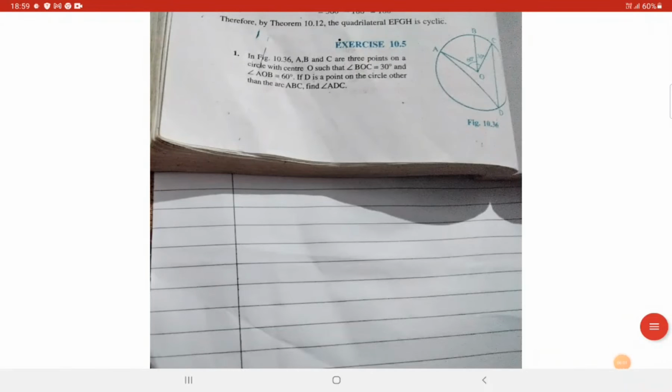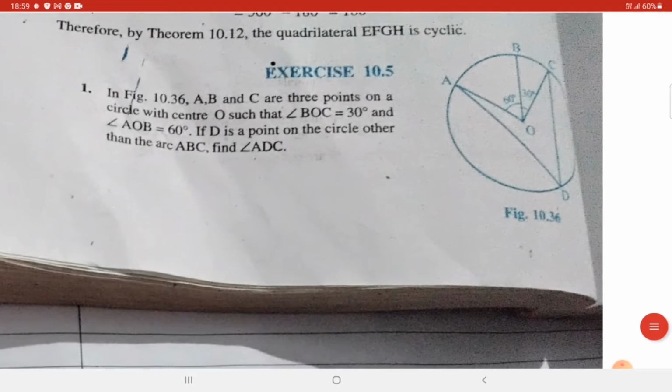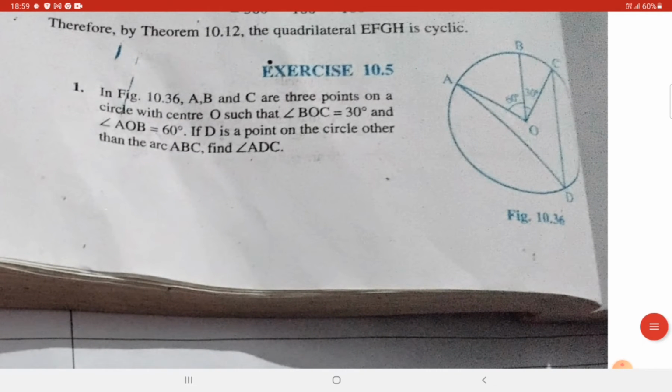Exercise 10.5 question number 1. In figure, A, B, C are 3 points on a circle with center O such that angle BOC is 30 degree, angle AOB is 60 degree, and D is a point on the circle other than the arc ABC. Find angle ADC.